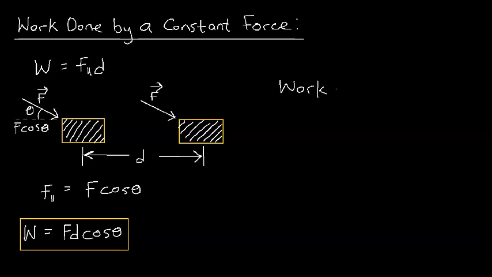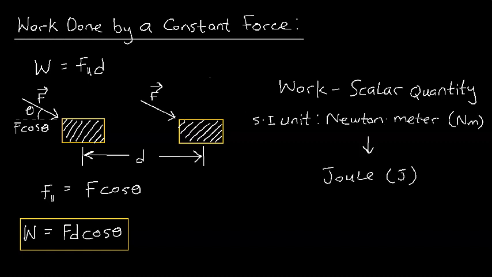The physical quantity work is a scalar quantity and it has no direction, only magnitude, which can be either positive or negative. And the SI unit of work is Newton meter or joule.